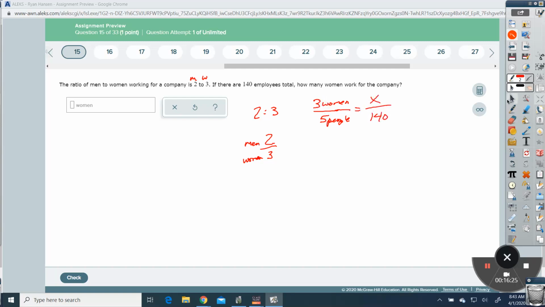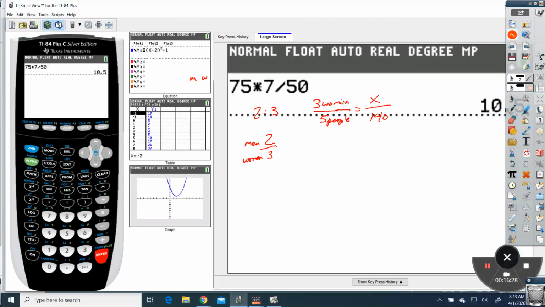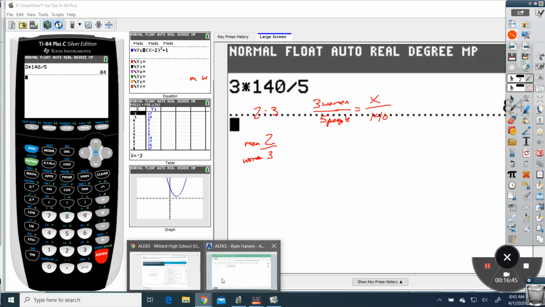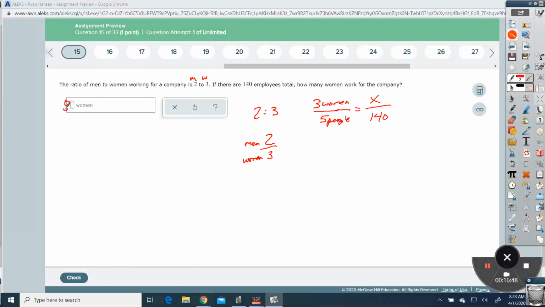How many women? So now I can just go to my calculator and do the same thing we've been doing. We're going to go 3 times 140, and divide that by 5. And I get that there's 84. So there are 84 women. So realize when you have something like this, you can manipulate those. It can be men to women, it can be men to total, it can be women to total. It depends on what this is talking about, okay? You want to have the same thing as this over on this side right here. So this is 140 total people, so we wanted total people out of that proportion.